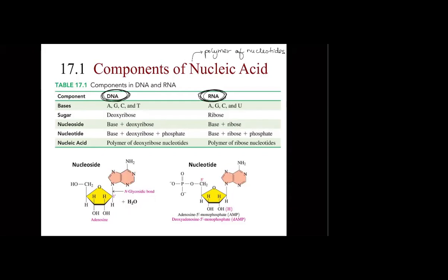So when we look at them in terms of their definition, understand that DNA is going to be a polymer of deoxyribose nucleotides. RNA is a polymer of ribose nucleotides. Okay.